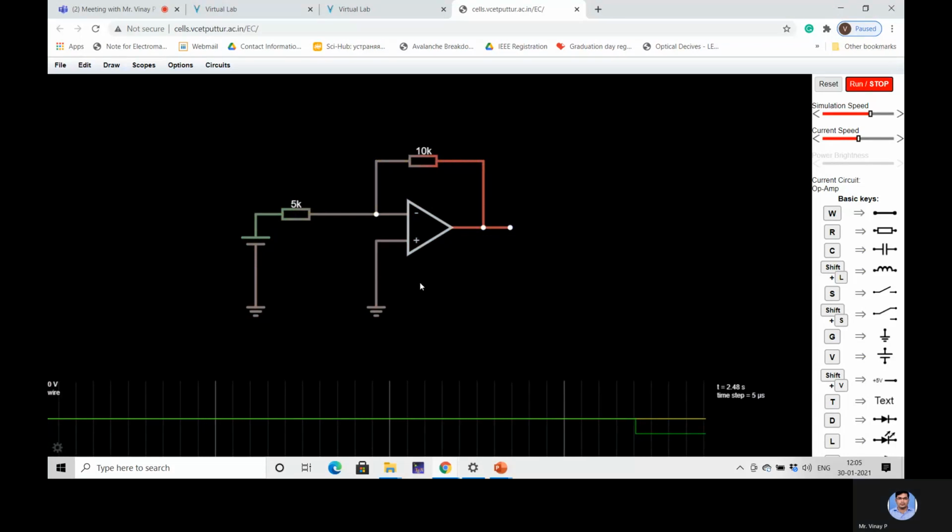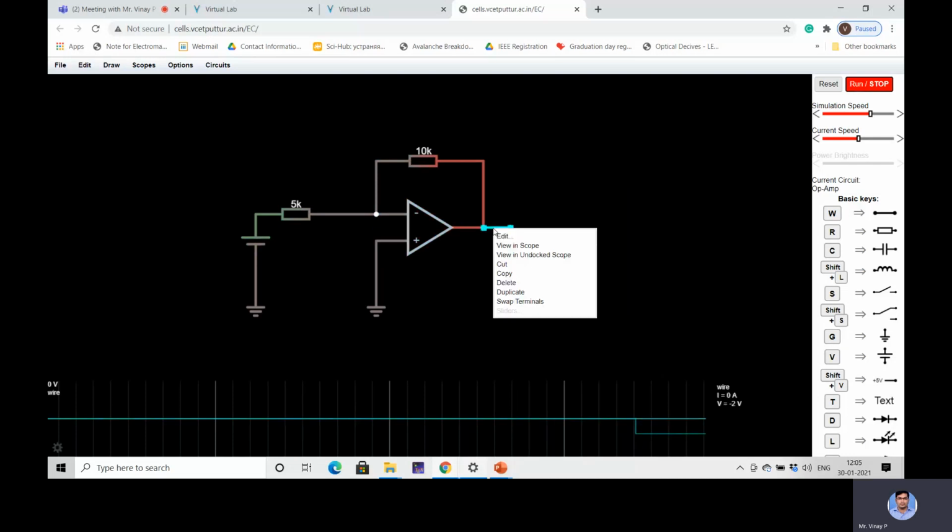You can observe here that initially the output voltage is 0. I've given 1 volt, RF is 10 kilo and R1 is 5 kilo. So 10 divided by 5 is 2, and the output voltage V0 is minus AV into Vin. So AV is 2 and the input voltage is 1, so now I'm expecting an output voltage of minus 2. I can check the output at this particular point also.